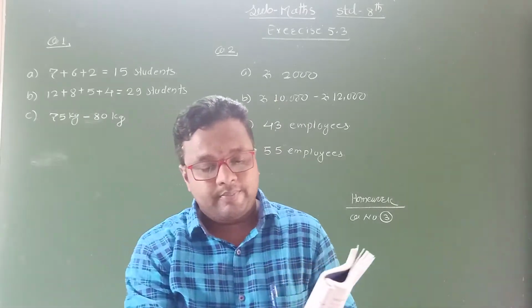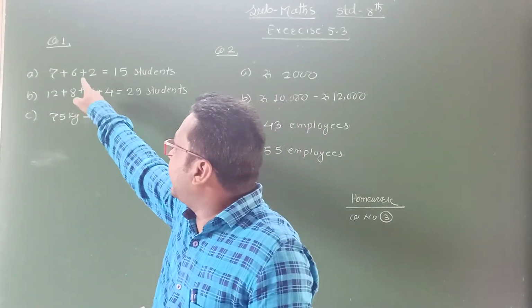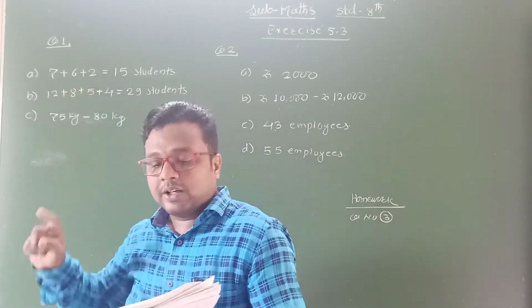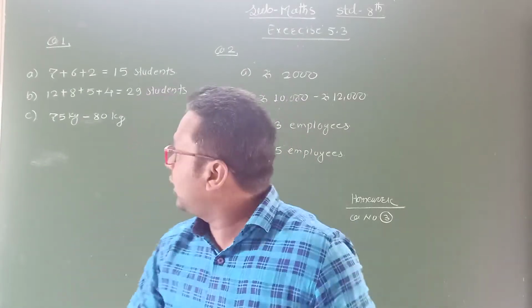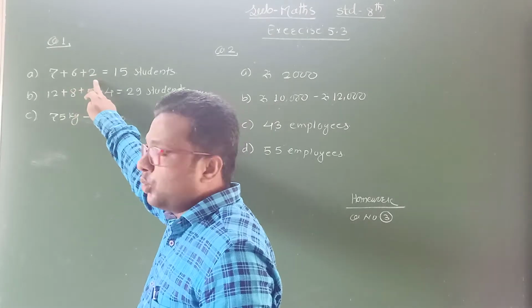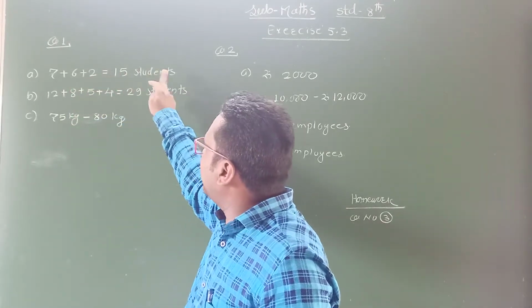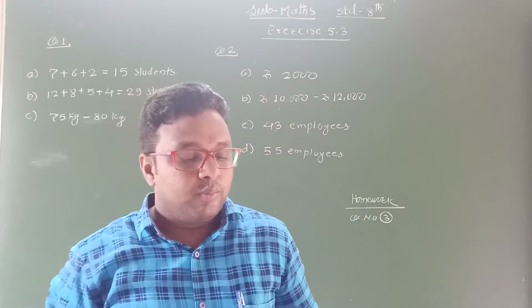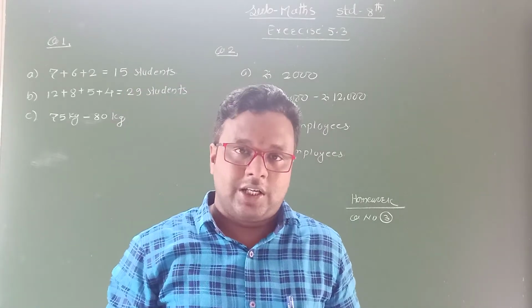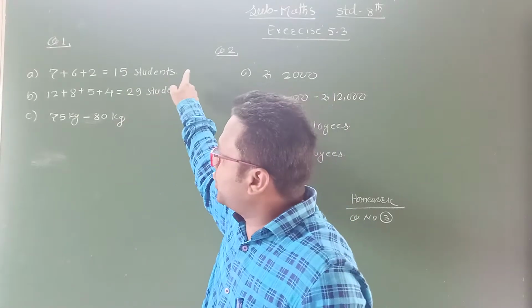Then the next bar's height is up to 6 only. Therefore we do the addition of 6, plus the third bar. Its height is 2. Therefore 7 plus 6 plus 2. In total, how many students are there? 15 students have a weight more than or equal to 65. This is the answer to this question.